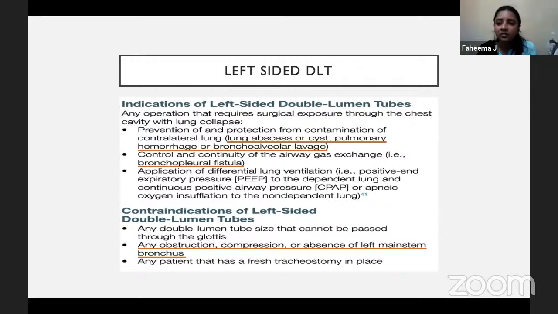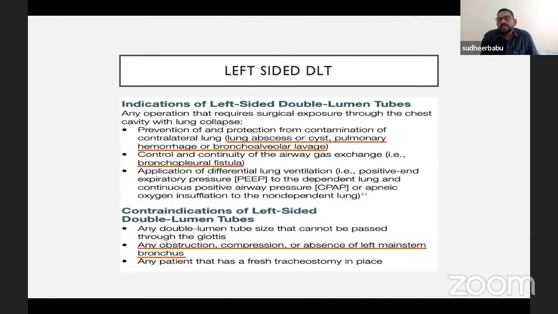Surgeries involving the left mainstem bronchus, like left pneumonectomy, left-sided lung transplantation, or any disruption of the left main bronchus in case of traumatic injury, or any tumor compressing upon the left main bronchus. In these conditions, we have to use a right-sided DLT.